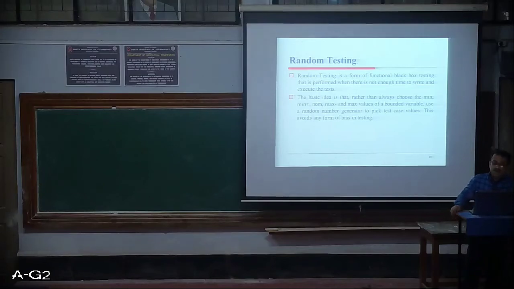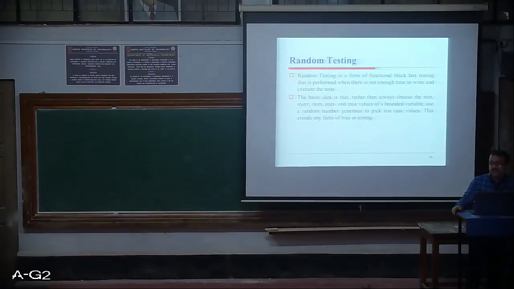Similarly, there is another variation of boundary value analysis, which is called random testing. Random testing is also a form of functional black box testing, used when there is less time in the tester's hands to write the formal test cases. So instead of identifying the minimum, minimum plus, nominal, maximum minus and maximum, they use some methodologies to generate random numbers.